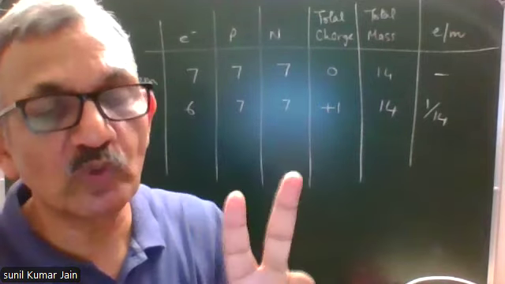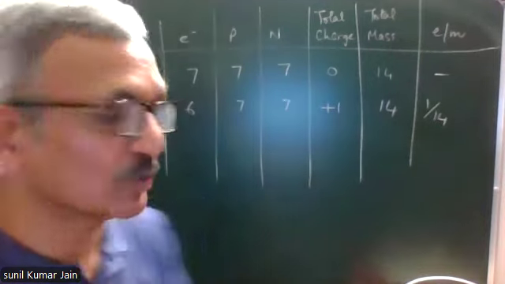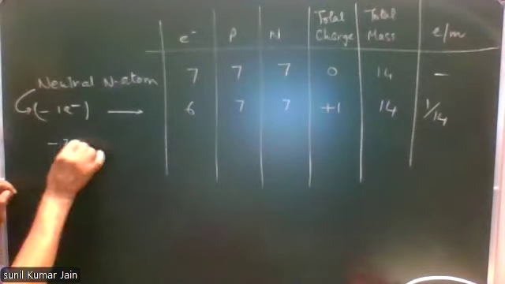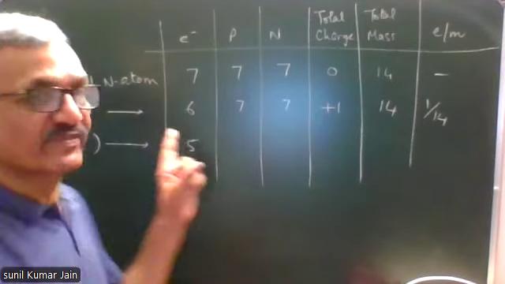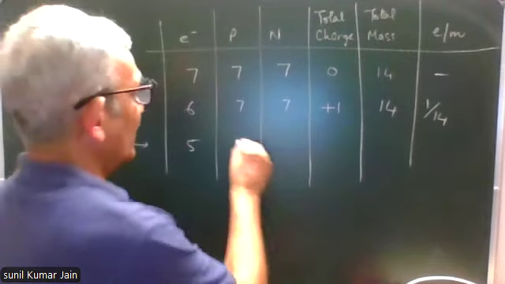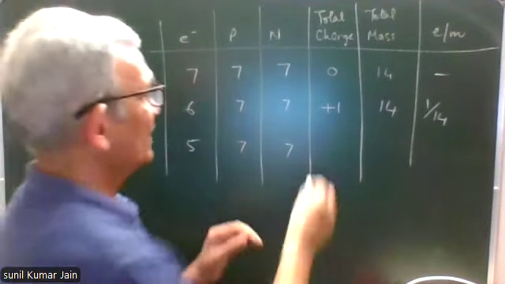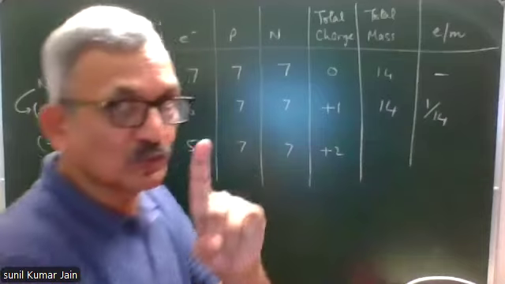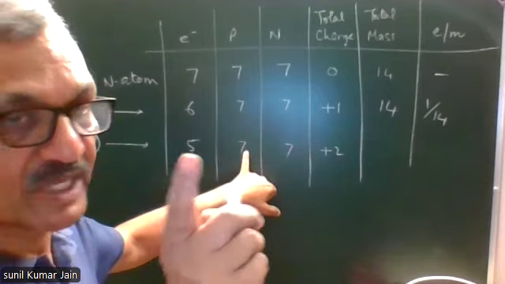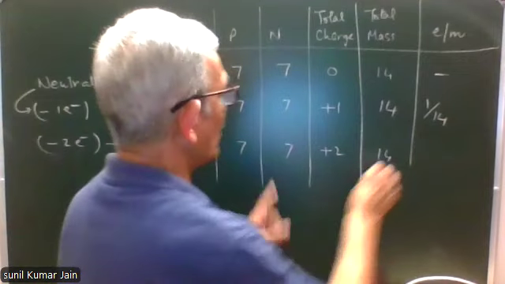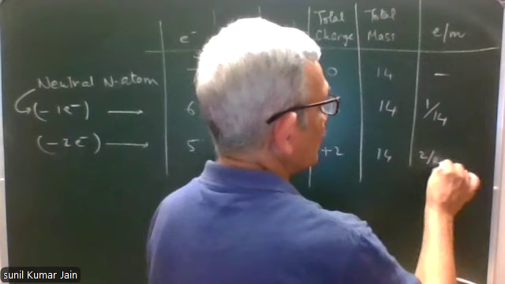Now, if 2 electrons are removed from nitrogen atom in the discharge tube, then electrons left will be 5. Protons and neutrons will not change. Charge will be +2 because this is -5 and +7, +2. Mass will not change, 7 plus 7. E by M ratio will be 2 by 14.